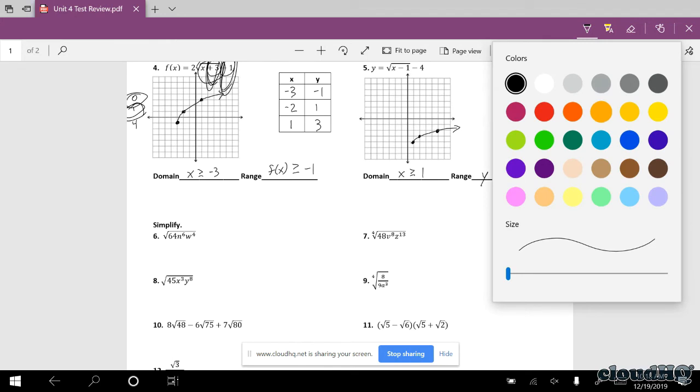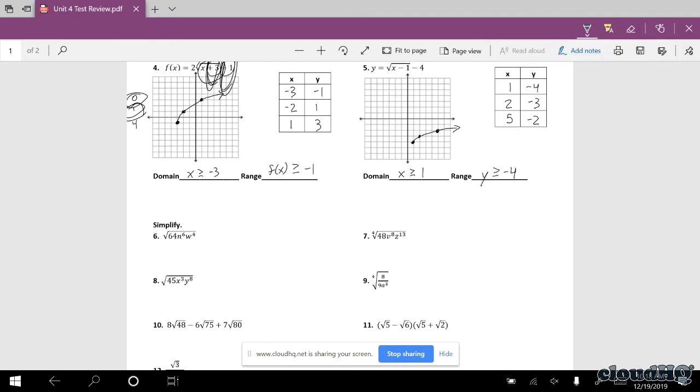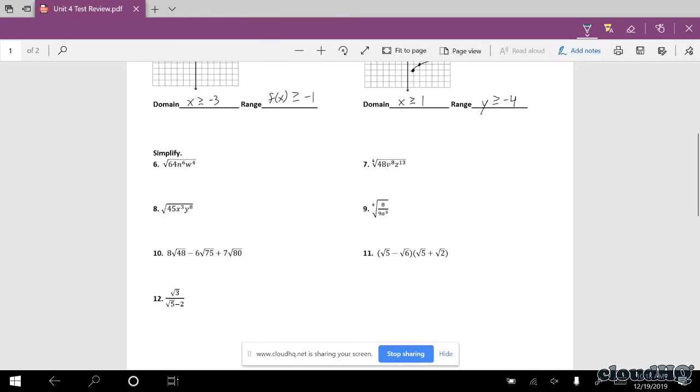Then I get into the simplifying section. Simplifying square roots is probably a little bit more natural to you than some of the other roots. So number 6, we have a coefficient of 64, but then we also have n's and we have w's. You might want to think of each of those separately. You're welcome to rewrite it that way. You can think of those all separately, that's fine.